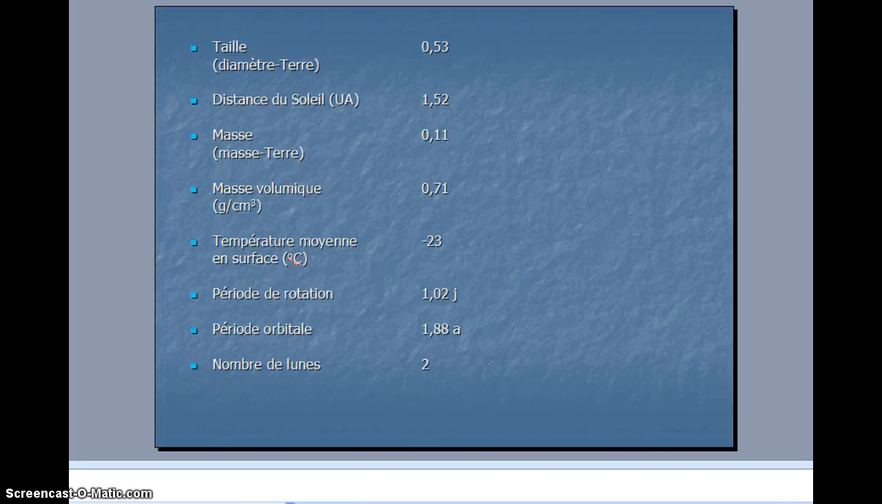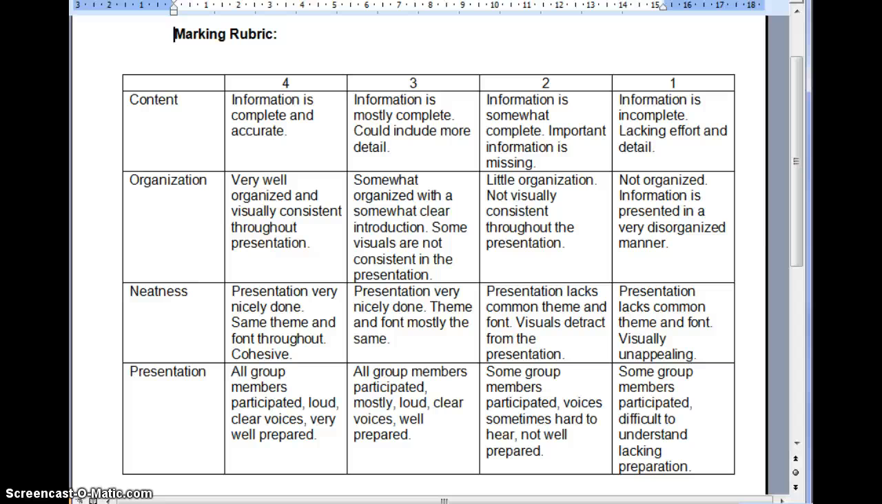This is just a basic guide so students can see what to expect, what I expect. And the last thing here is a rubric that they'll be marked using. They'll be marked on content, organization, neatness, and the actual presentation itself. For example, for content, they'll receive 4 if the information is complete and accurate, 3 if it's mostly complete but could include a little more detail, 2 if the information is somewhat complete but important information is missing, and 1 if the information is incomplete and lacking effort and detail, and so on. I'm not going to explain the whole thing.